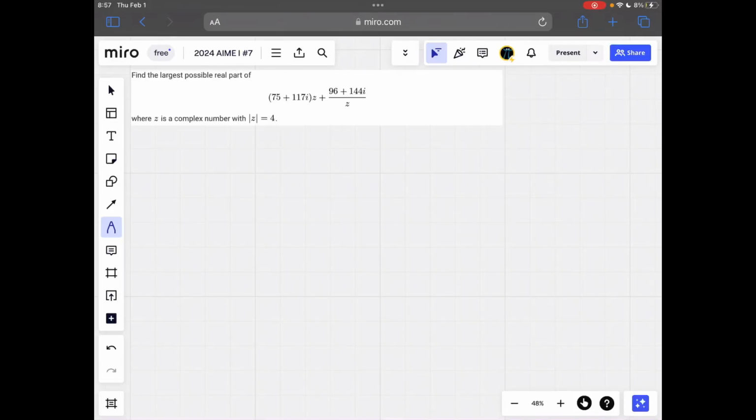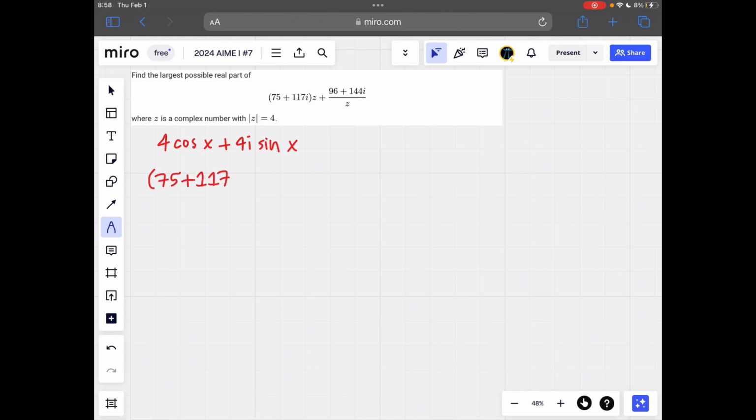Find the largest possible real part of (75 + 117i)z + (96 + 144i)/z, where z is a complex number with |z| = 4. If the modulus of z is equal to 4, we can write it in polar form as 4 cos x + 4i sin x, where x is the argument of z. And subsequently, we can rewrite this whole expression and find its real part.